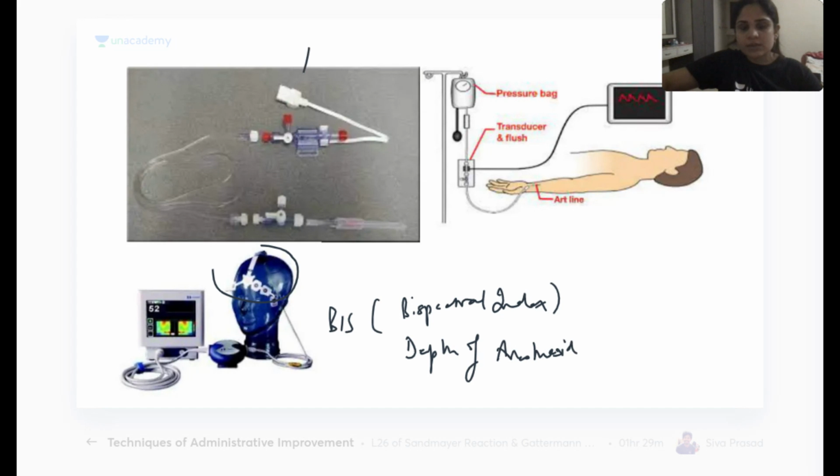And this monitor that you can see is going into the radial artery, and here you can see the blood pressure on the monitor. What is this called? Yes, this is called invasive blood pressure monitoring. This invasive blood pressure monitoring you put mainly in the radial artery.